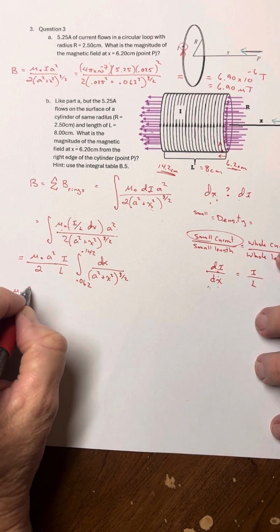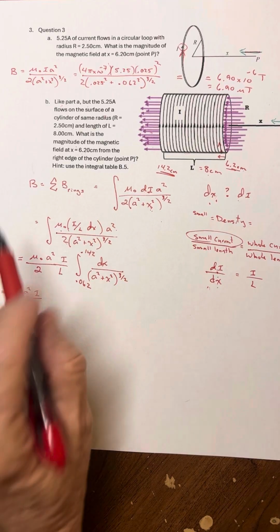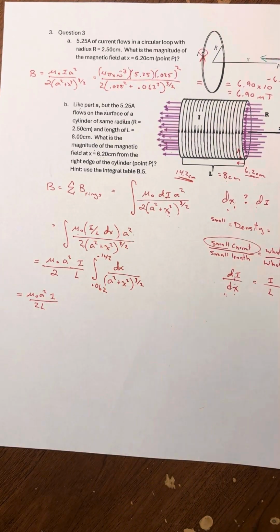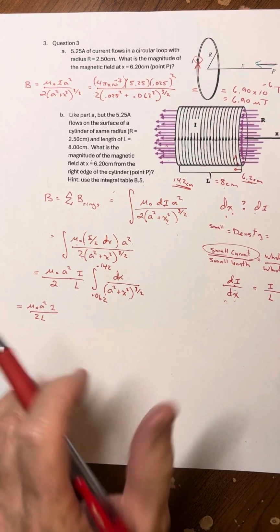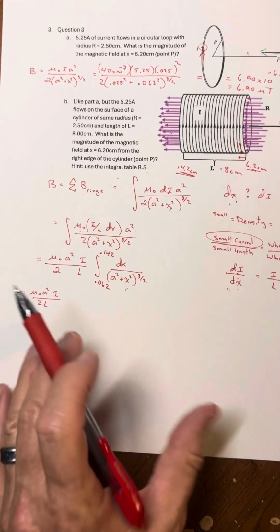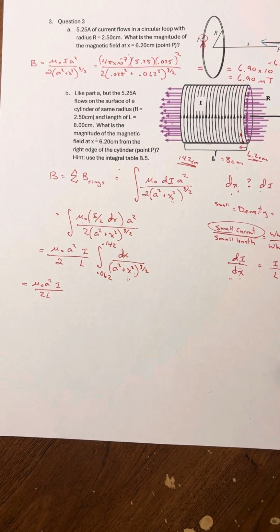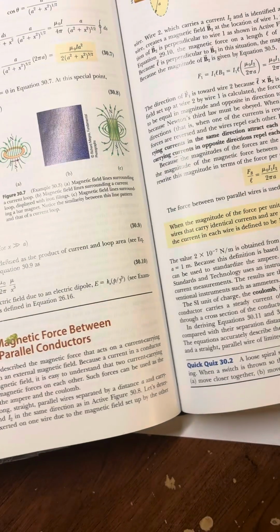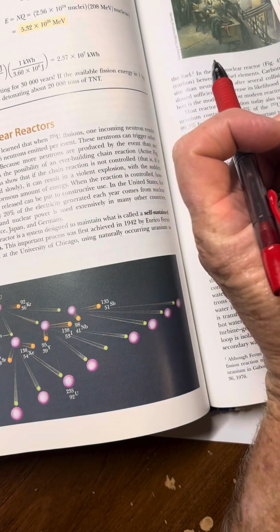U naught a squared I 2L. And now I'm going to take advantage of the little hint here. It says go ahead and use the integral tables. You could do this by hand if you want. This looks a lot like the one we did in class where we did a trig substitution, and those take a little bit of time. So being on an exam, I would encourage you to just use the advantage of your book here and say, all right, where's my integral tables? For our textbook, it's in Appendix B.